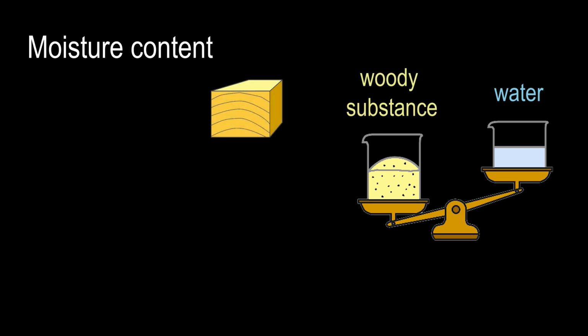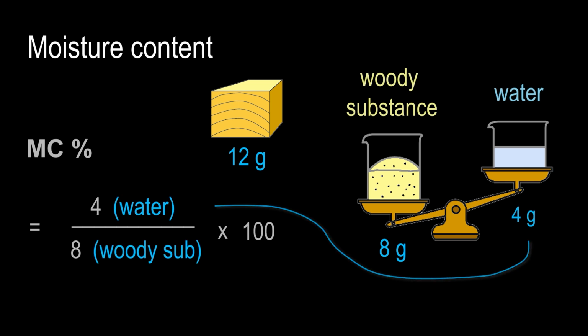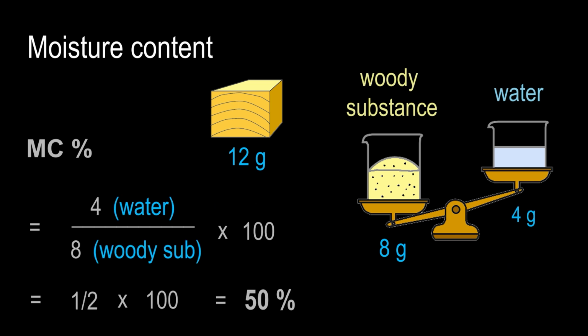Let's say that this piece of softwood weighs 12 grams in its green state. Now let's say that the woody substance in the piece weighs 8 grams. MC as a percentage is 12 minus 8 over 8 times 100, which equals 50%. In other words, the water in the piece weighs half as much as the wood fibers themselves.